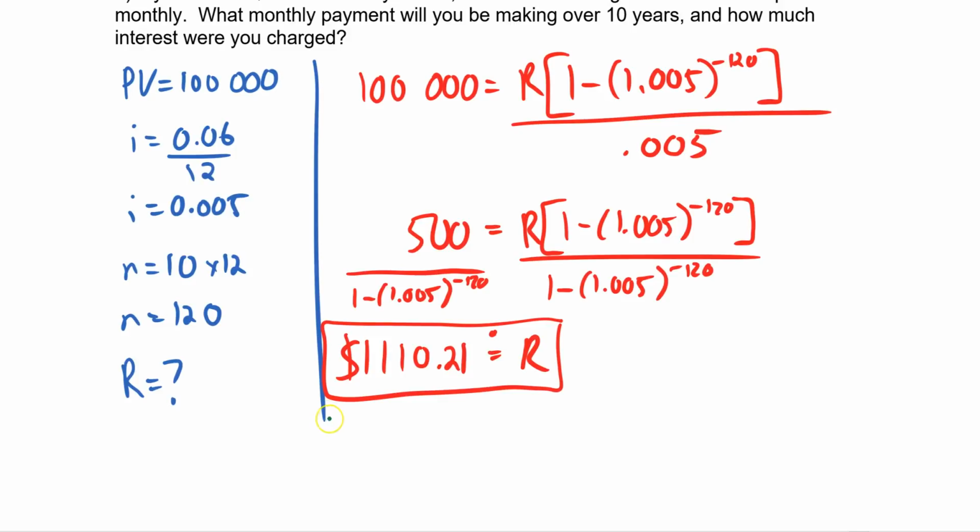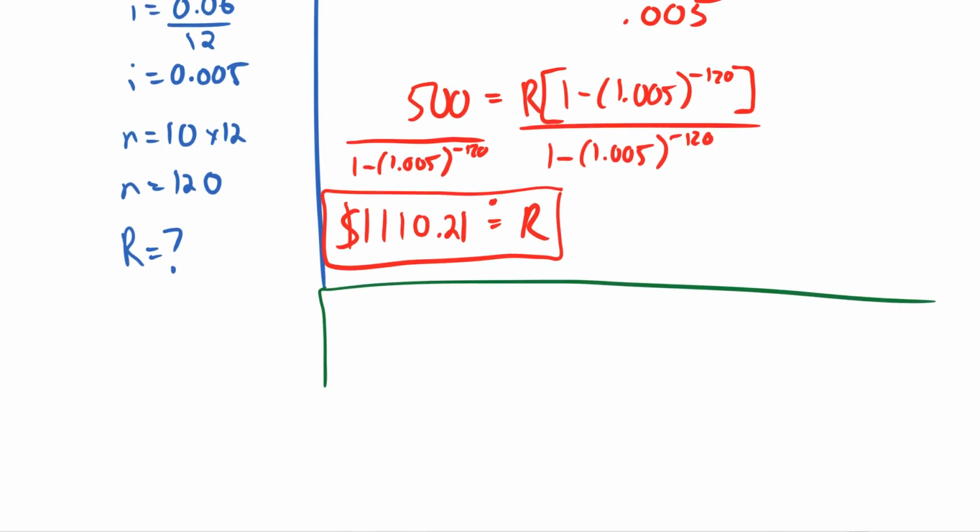Now this question is also asking how much interest were you charged? Obviously, if you're borrowing $100,000 to buy something, you're going to be paying back a lot more than that because you're being charged interest as you go. So here's what I'm going to do. To figure out how much interest we were charged, I'm first going to figure out how much I actually paid in terms of my payments, because that amount's going to be larger.